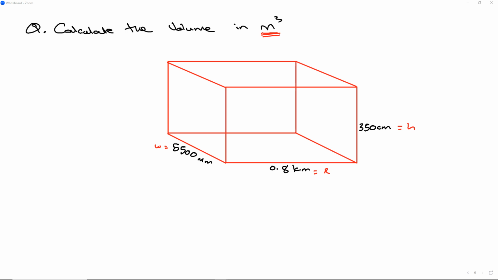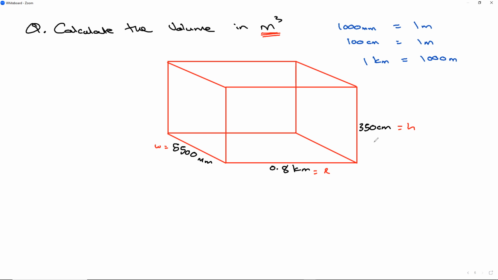So the first thing is we've got to convert everything into meters before we can calculate the volume. Firstly, how many centimeters in a meter, for example, and millimeters as well. So let's start with millimeters, the smallest amount. 1,000 millimeters equals 1 meter. 100 centimeters equals 1 meter. And 1,000 meters equals 1 kilometer.